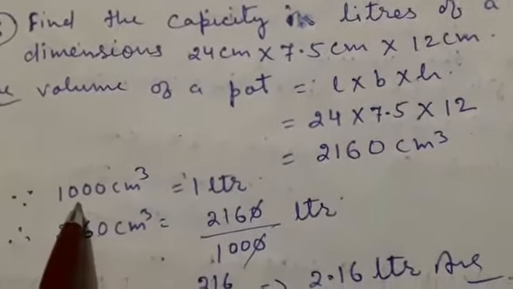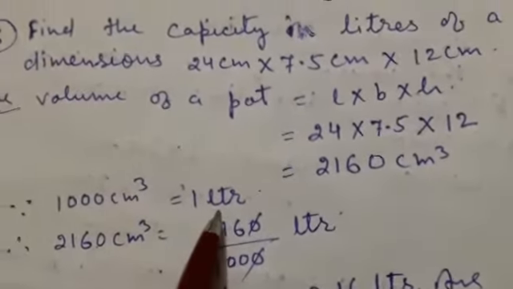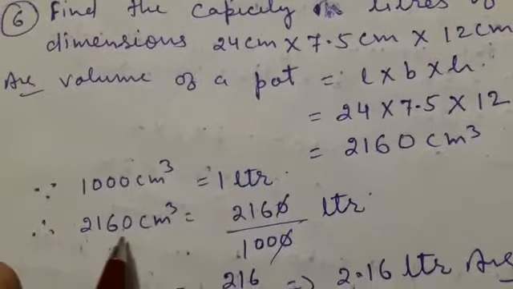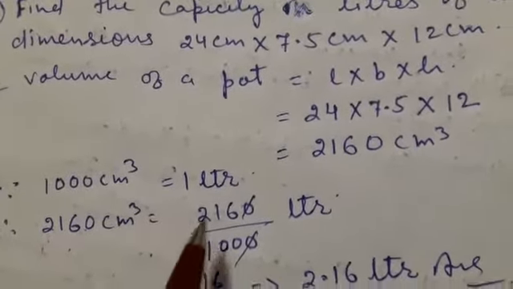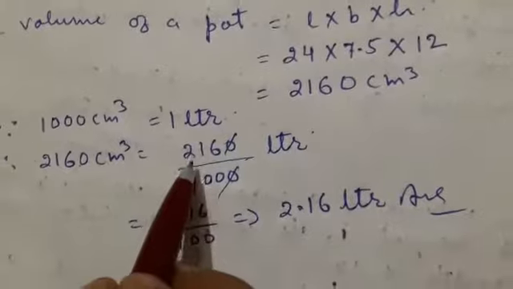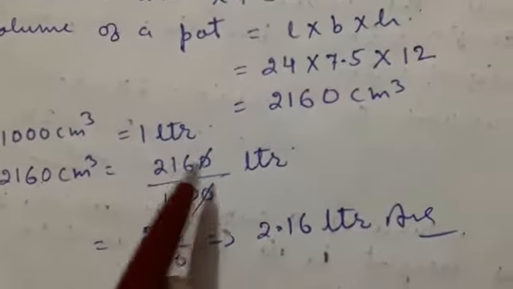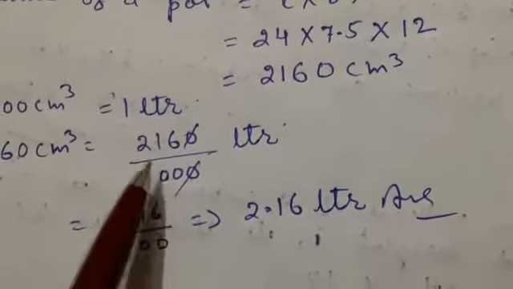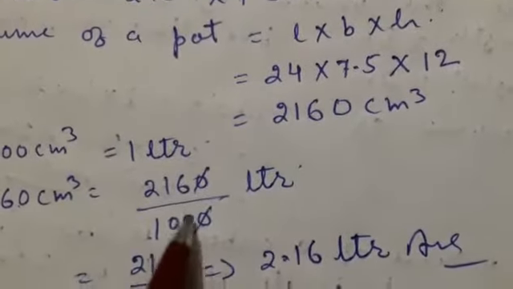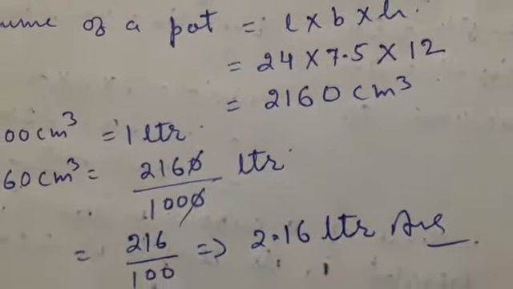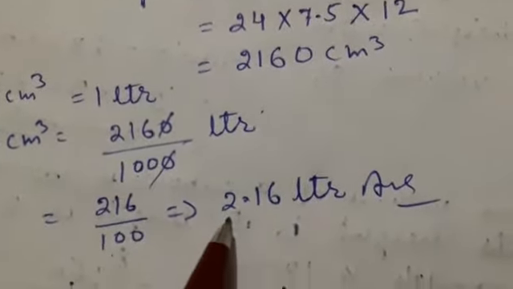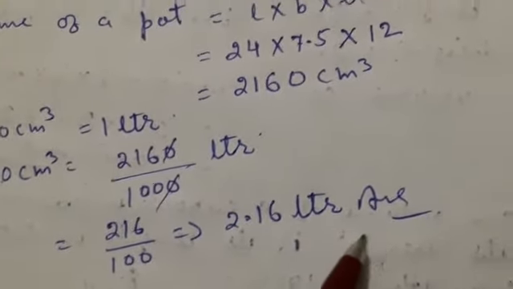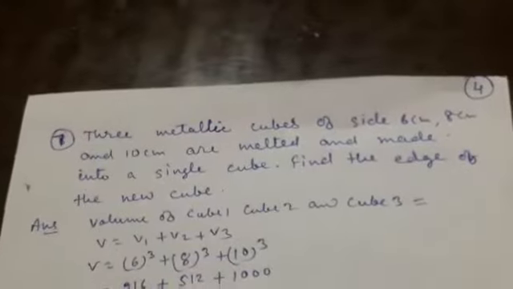So as we know, 1000 centimeter cube is equal to 1 liter. Therefore 2160 centimeter cube is equal to how many liter? 2160 divided by 1000. By dividing by 1000 we will get it in liter. So 0 will cancel out, 216 divided by 100, that is equal to 2.16 liter. This will be our answer. Let us see question number 7.